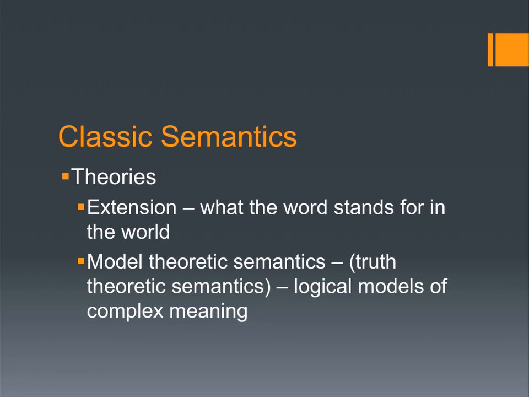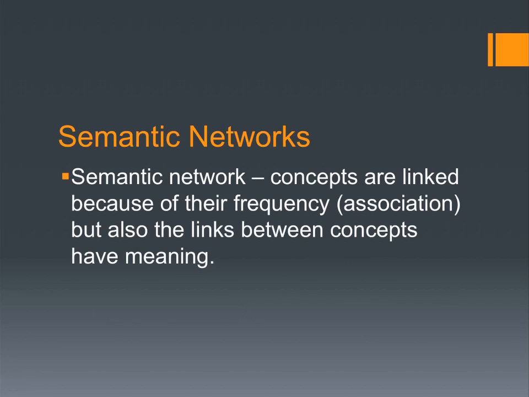Extension is what the word stands for in the world, so the thing that you can touch. Truth theory semantics or model theoretic semantics are logical models of complex meaning that talk about the difference between intension and extension and referential theory. Those aren't super popular because they have difficulty capturing the meanings of words and priming. So instead we're going to talk mostly about semantic network models and some category exemplar models.